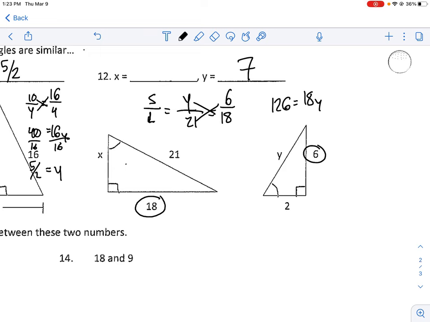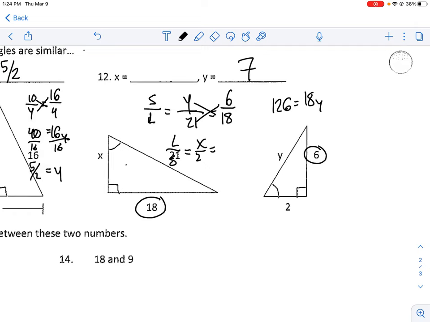And then to find our x, we're going to do the same thing. So x is corresponding to 2. So we're going large over small this time. Large over small. X over 2, and we can use 6 and 18 again. We would go 18 over 6. Okay. Cross multiply, we get 6x is equal to 36. Divided by 6 on both sides. We all know that equals x equals 6.